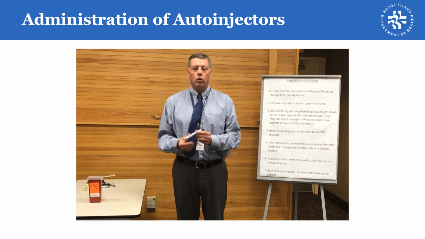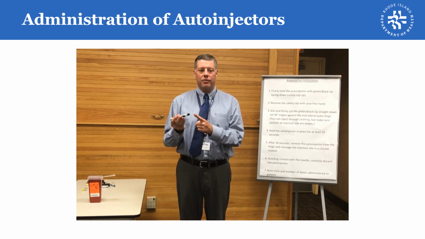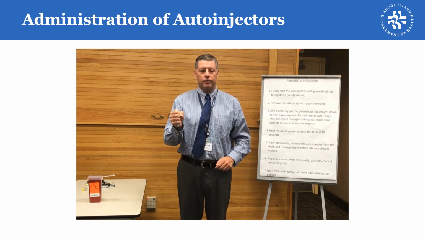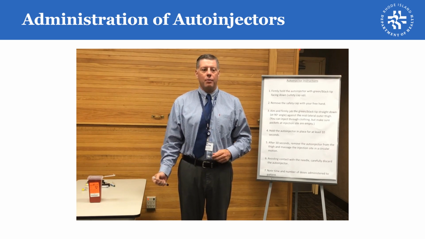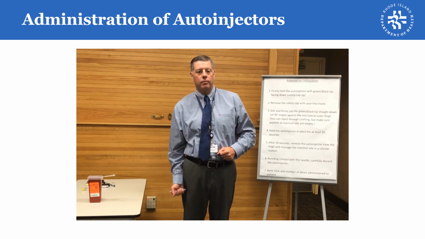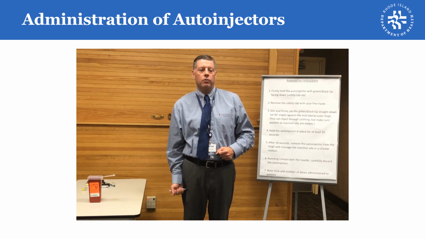First, firmly hold the autoinjector with the green or black tip facing down and the safety cap facing up. Remove the safety cap with your free hand. Aim and firmly jab the green or black tip straight down at a 90-degree angle against the mid-lateral outer thigh. You can inject through the clothing, but make sure the pockets at the injection site are empty.